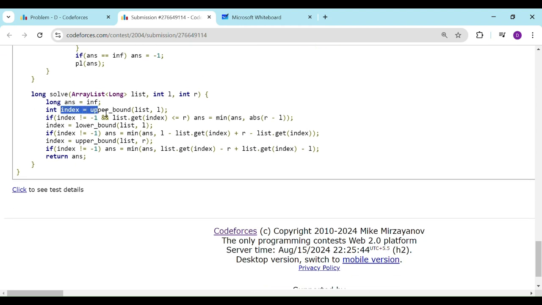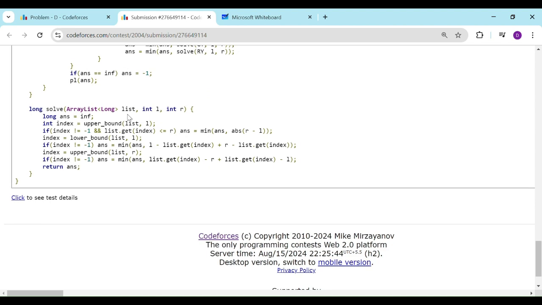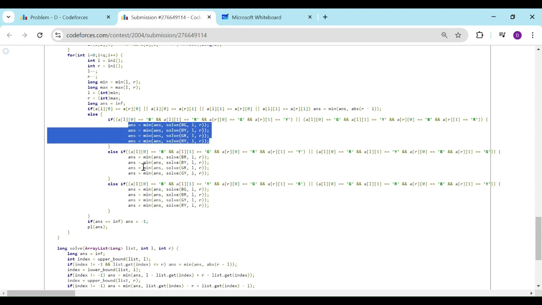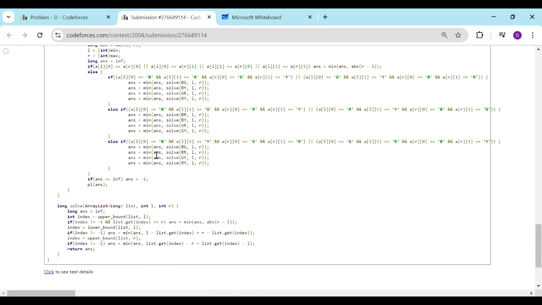First I found the upper bound of L, which is greater than or equal to key of L. If that is less than R, then this is one answer. Then I found less than or equal to key for L, and I find this answer. Then I found the greater than or equal to key of R, and then I calculate the answer. The minimum of all of these answers is my final answer for that step value. So this is how, using each of these possibilities, you can solve this problem. The complexity for this is 4 into 3 into log n, which is 12 log n.